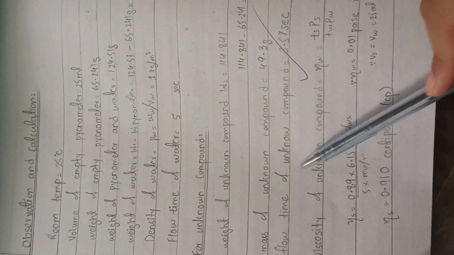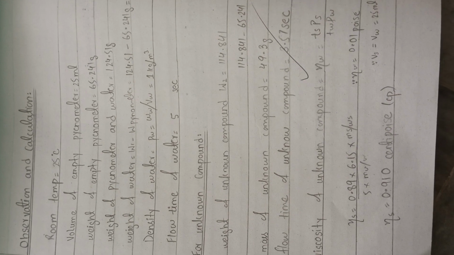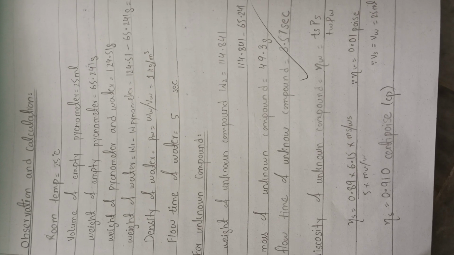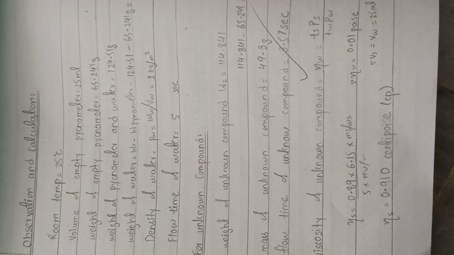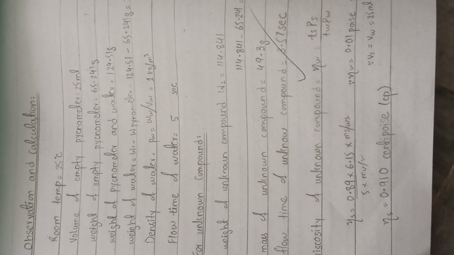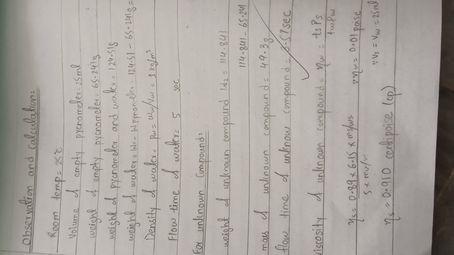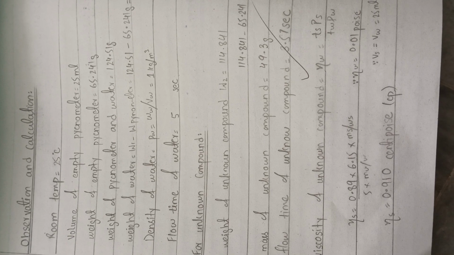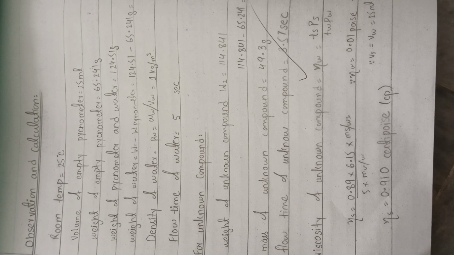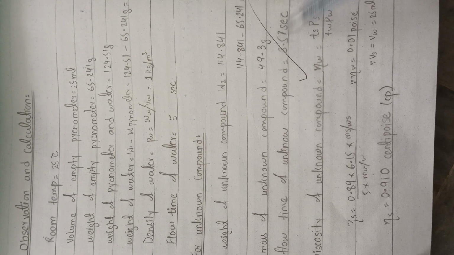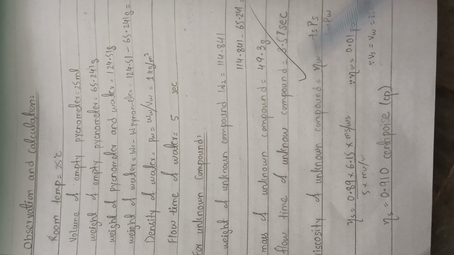Now you have to find out the flow time for this unknown compound. So you will prepare the solution for this unknown compound. The solution could be 20%, 40%, and 80%. After preparing that solution, you put it in the viscometer, and you note the flow time of this solution from point A to B. So the time comes out to be 3.57.